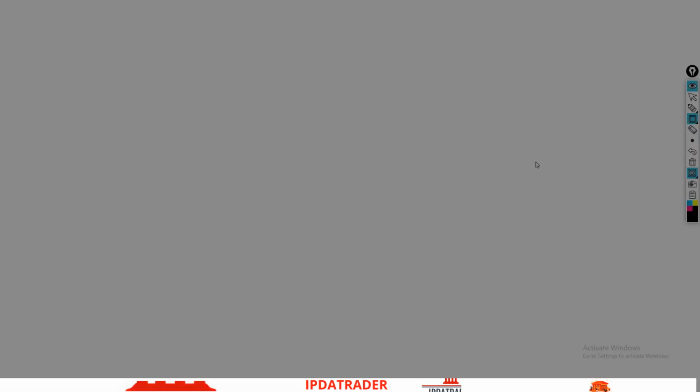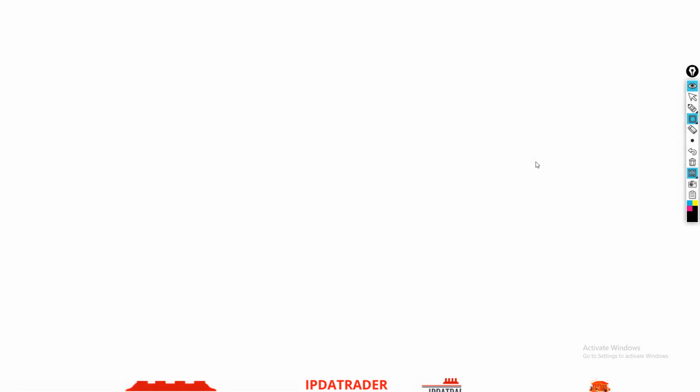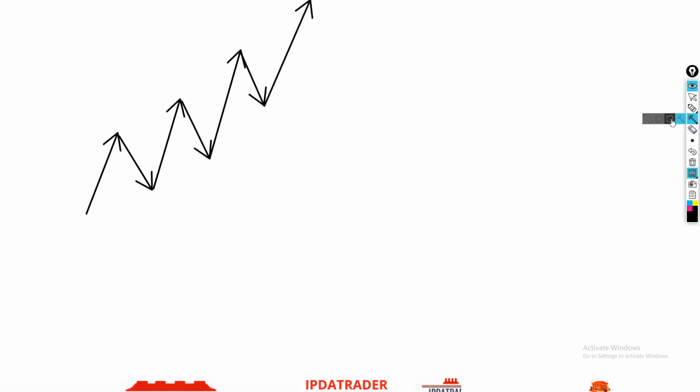Okay traders, we're back on the drawing board and we're going to be taking a look at the three different types of structure at this point, right? So we can all agree that this is a bullish structure, right? Why? Because this is a sequence of higher highs and higher lows. So we're generally pushing up, and this is a bullish structure.